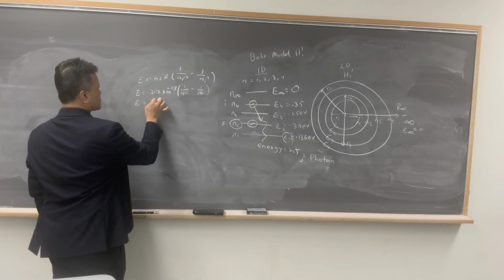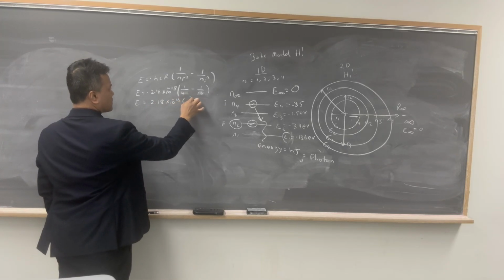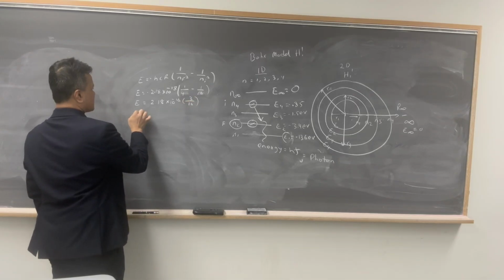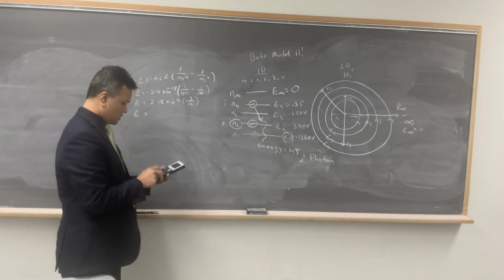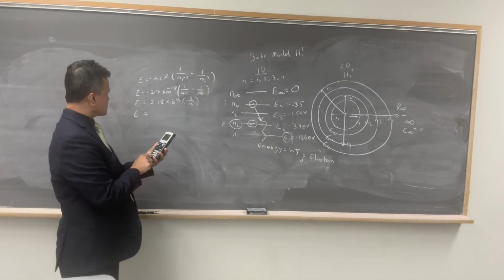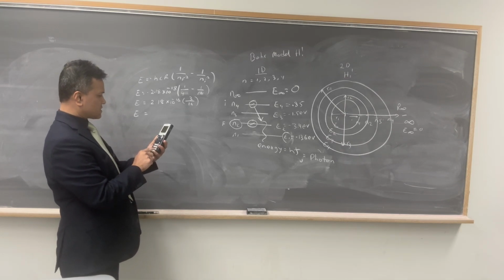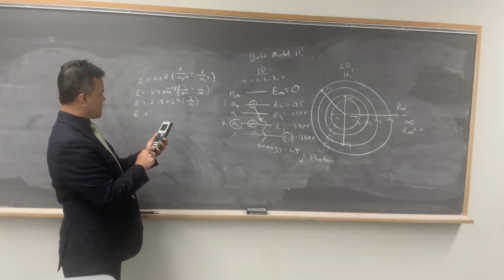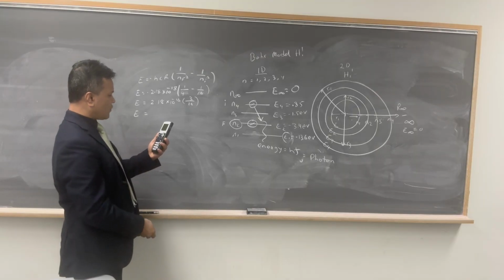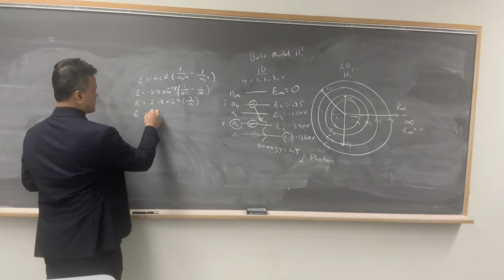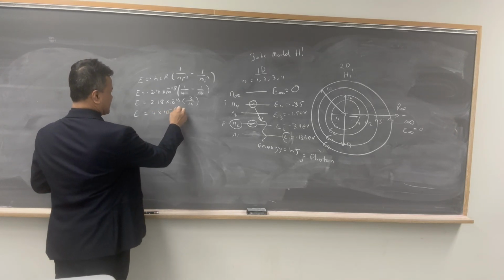So E is equal to 2.18, we take the absolute value, times 10 raised to negative 18, times 3 over 16. I'm running out of chalk. Let me check: 3 divided by 16 times 2.18 gives you about 0.4. So this gives you 4 times 10 raised to negative 19 joule.